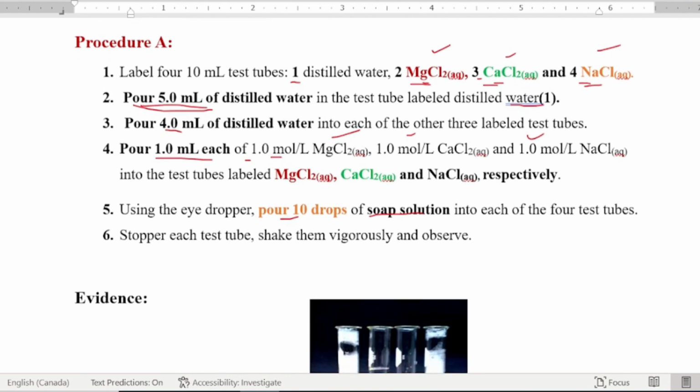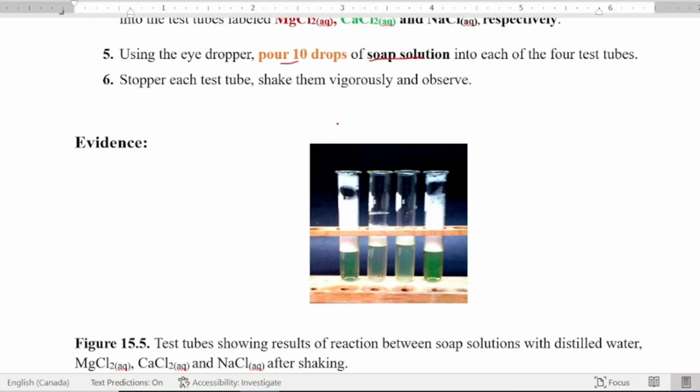This was the result. That was test tube 1. That was test tube 4. That was test tube 2. And that was test tube 3. This one here was distilled water, and that one had sodium chloride inside. What do you notice about the degree of lathering? Test tubes 1 and 4 give the most lather. Not so test tubes 2 and 3.